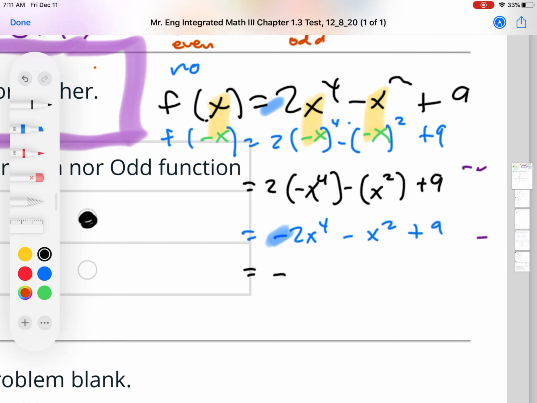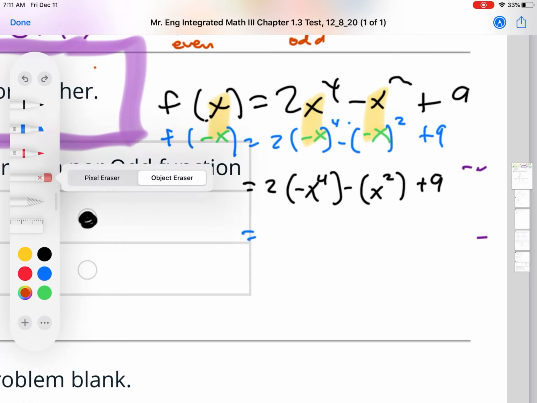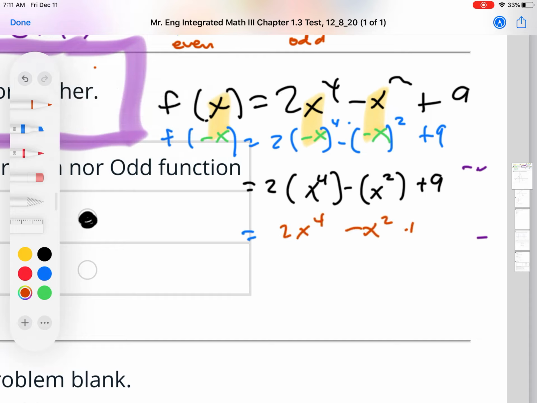Negative 2x to the fourth plus x squared. Hopefully, as I'm recording these videos, you guys are like, Mr. Eng, come on. And you're like screaming at me. So I guess you can scream in the classroom, but not digitally. There is my mistake. Whew, good thing we caught that. 2x to the fourth minus x squared plus 9.